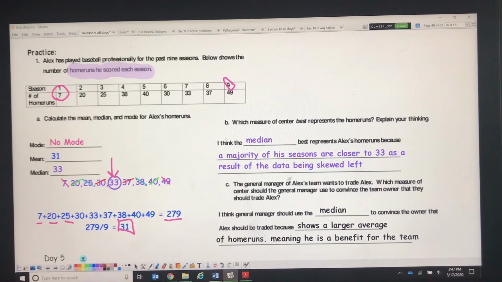The general manager of Alex's team wants to trade Alex. Which measure of center should the general manager use to convince the team owner that they should trade Alex? My reply was the median. The median shows a larger average of home runs, meaning he is a benefit for the team they would be trading him to.